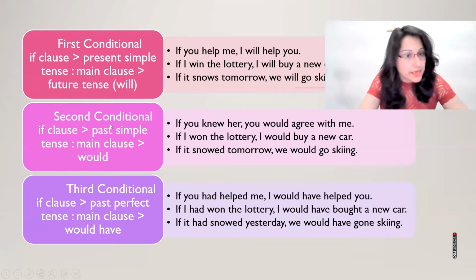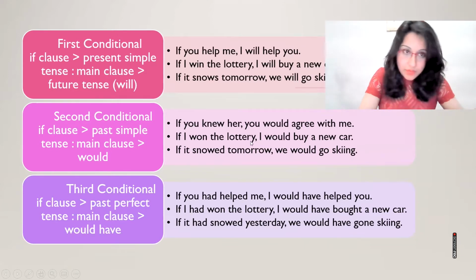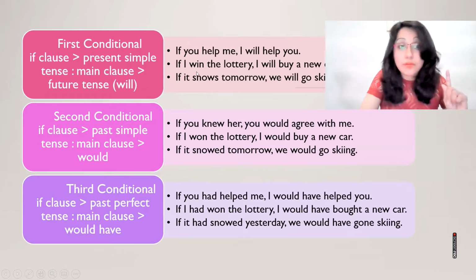Okay, so then your second conditional, again in the if clause you have your past simple, and in your main clause you have your would plus the infinitive. So if you knew here, you would agree with me. Okay, so remember that in your first conditional, the if clause is formed by using a present simple and the main clause a future tense, that is your will plus infinitive. This is your first conditional.